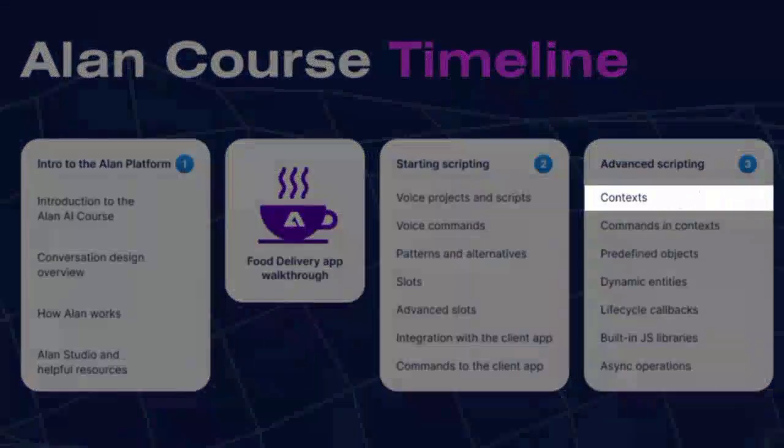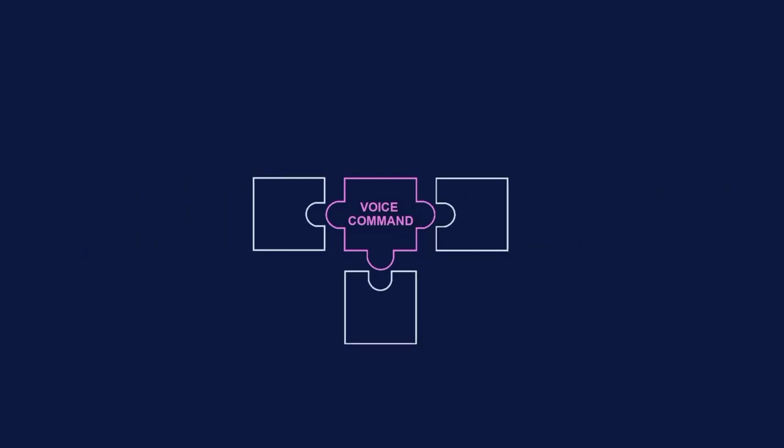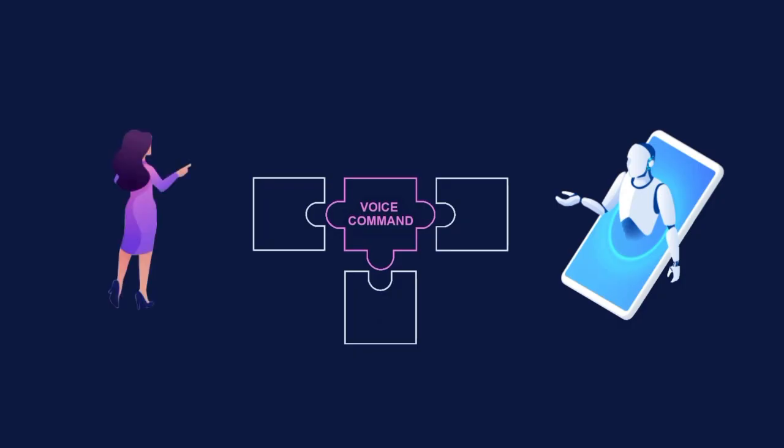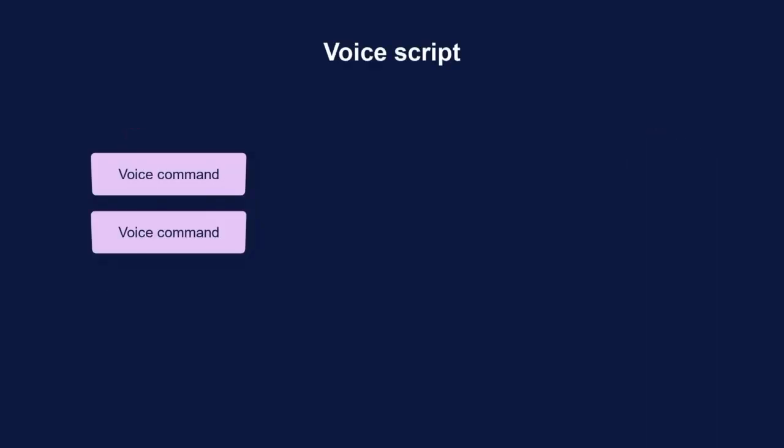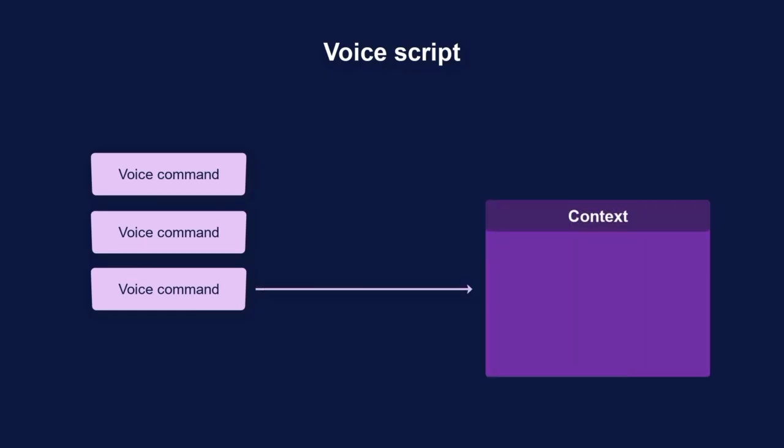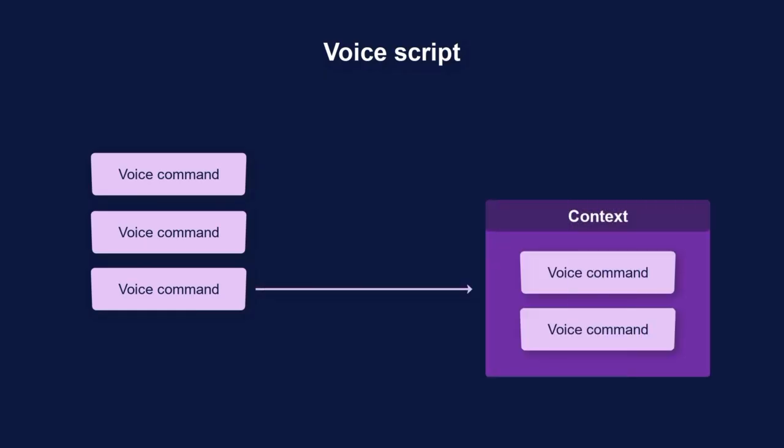In this video, we'll talk about how to organize a multi-branch dialog using context. The definition of context in Alan is similar to the dictionary definition of context. It's the circumstances around a voice command that allows the voice assistant to fully understand what the user needs. In the voice script, a context is a branch or a part of the dialog that is activated in specific circumstances during a conversation flow.